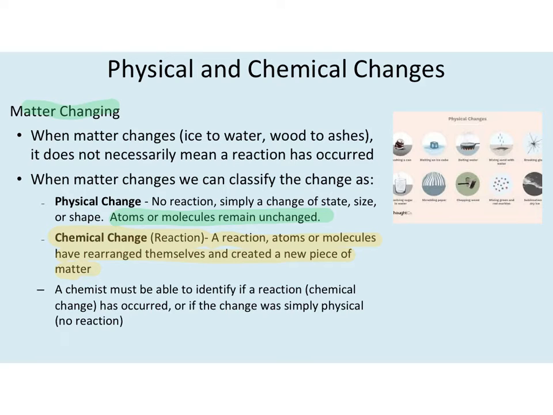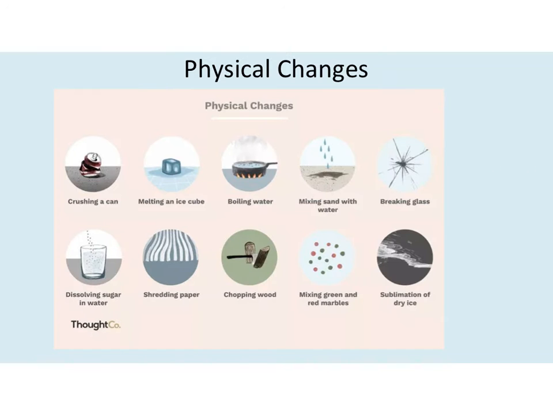But before we move on, we just want to finish up: a chemist must be able to identify if a reaction, a chemical change, has occurred, or if the change was simply physical and you didn't have a reaction. As a chemist, it's very important to be able to know whether a reaction has occurred. So, things like crushing a can. When you crush a can, the matter has changed, but the molecules in that can haven't changed. They're just rearranged or a little bit different.